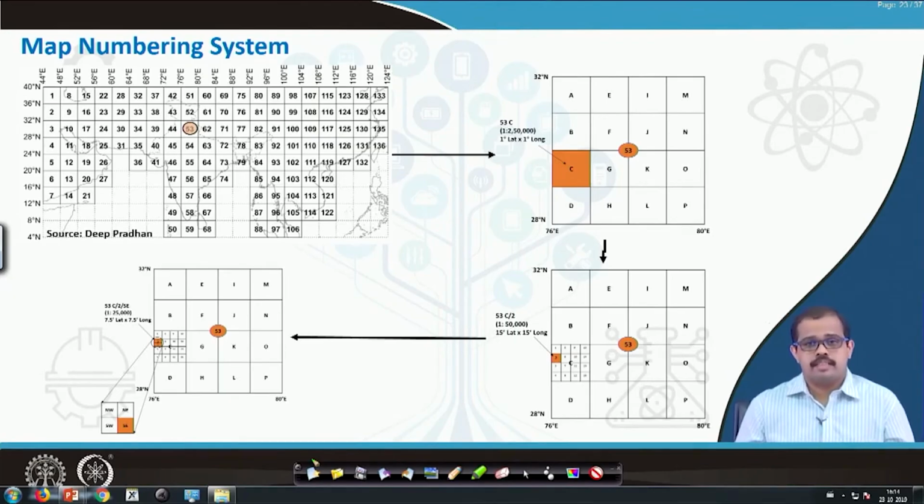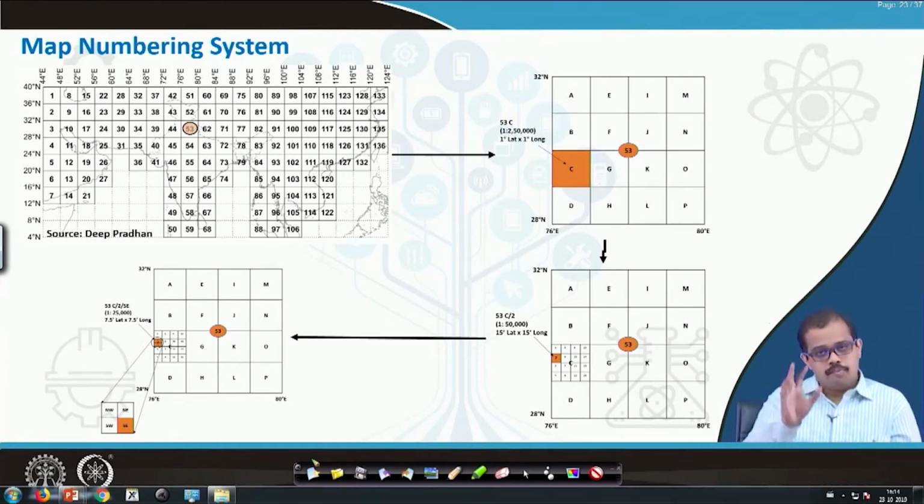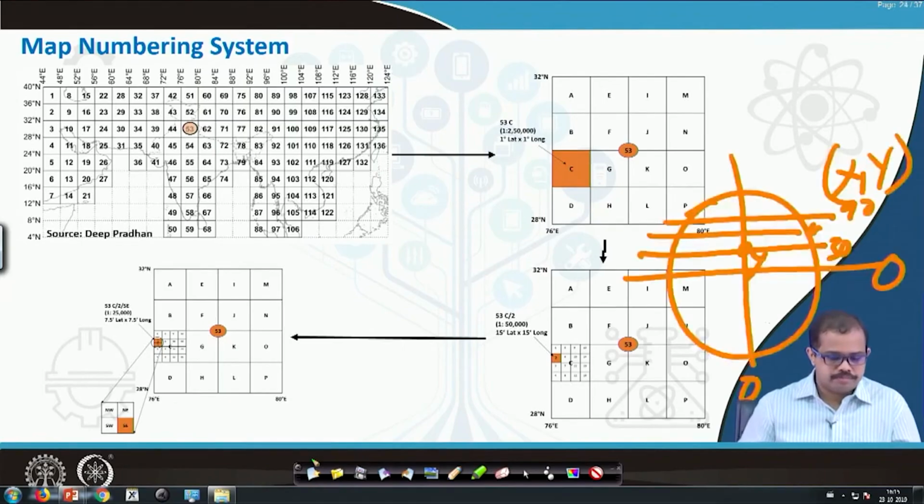So I would suggest each one of you go to the Survey of India website, download a map of your region itself, and also download the neighboring map and see. You will be able to understand the details in a much better way. And look at the representation, look at how the map is actually put in that particular representation.